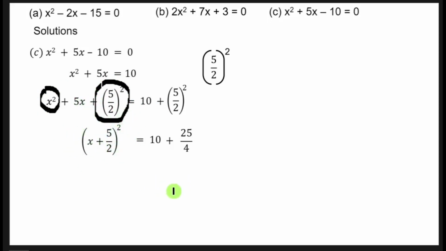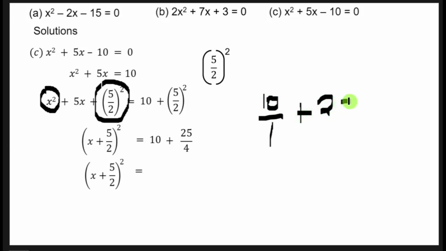So from here, what you are going to do is to write this one, and then equals, then you add this one here. So you add. So how do you add a number and then a fraction? It's simple. You just say 10 here, you make it a fraction over 1. Then plus 25 over 4.